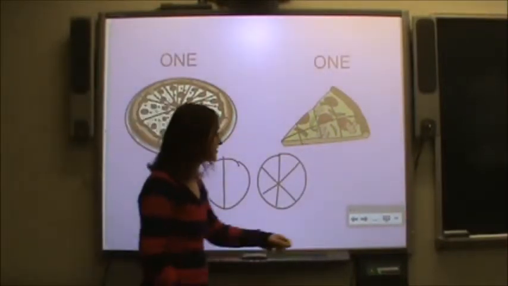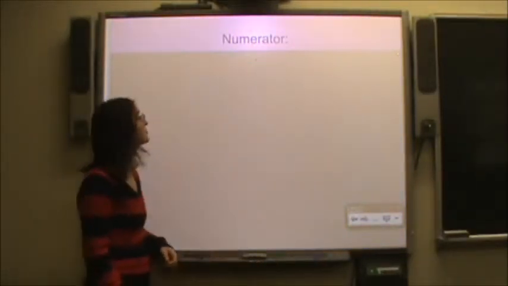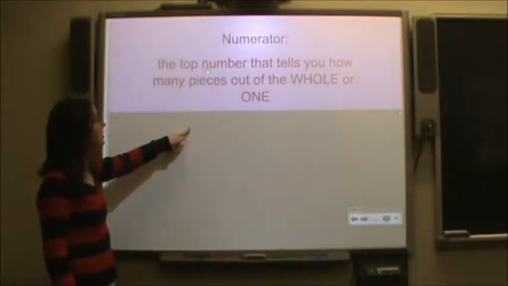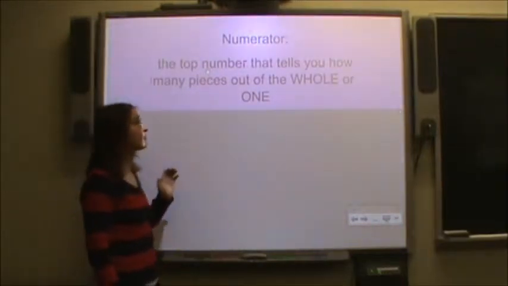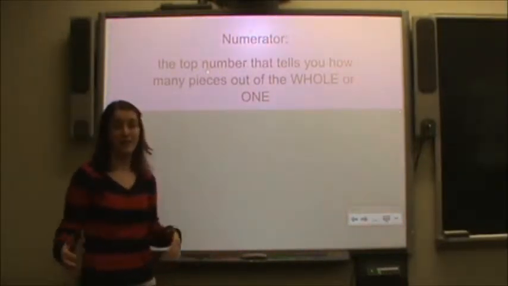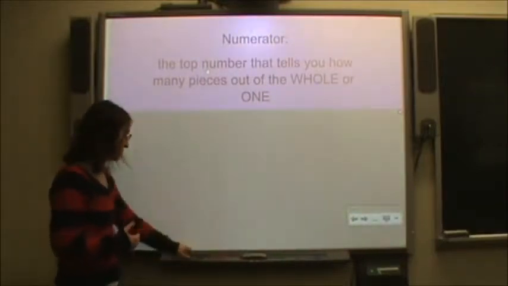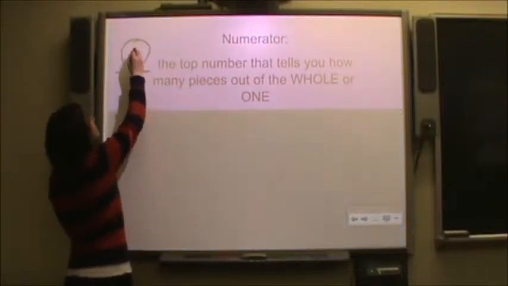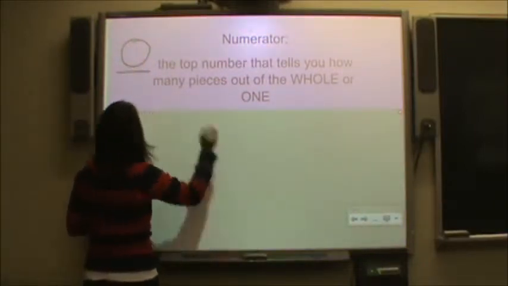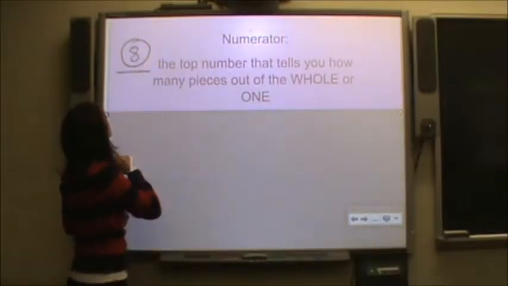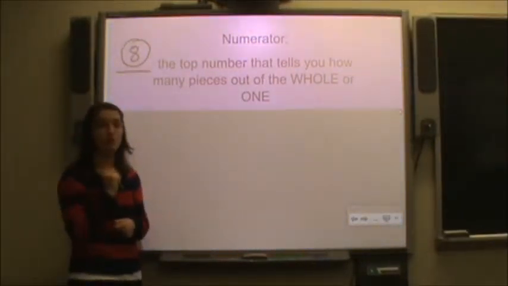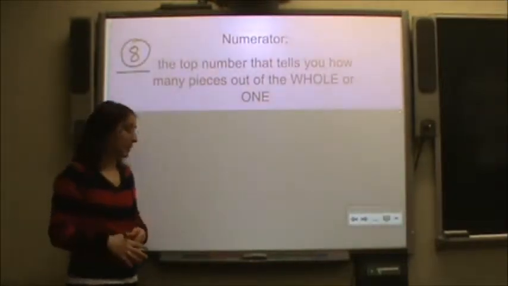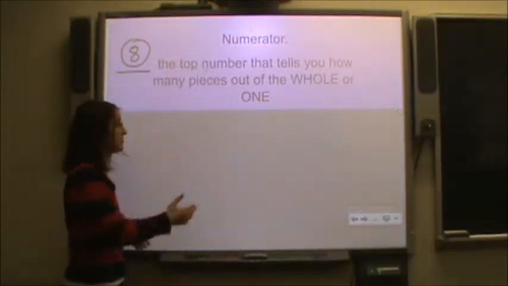Now let's go over the parts of the fraction in case you don't remember from school. A numerator is the top number that tells you how many pieces out of the whole or one that you have. So here's our fraction. It's going to be the number up here. That looks like a 0, so we're going to put a number in there. Let's say 8. So 8 is our numerator. That's telling me I have 8 pieces out of the whole. But I don't know how many pieces there are in all of the whole.